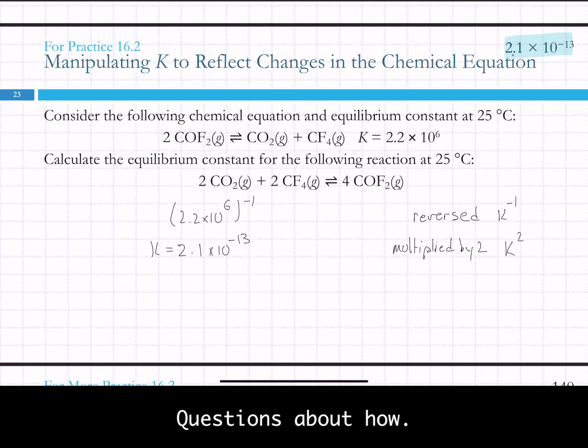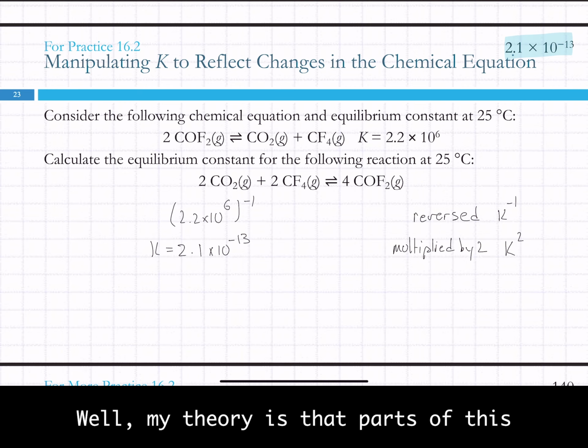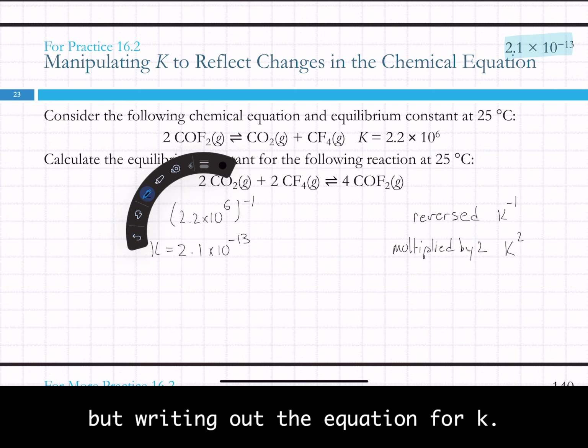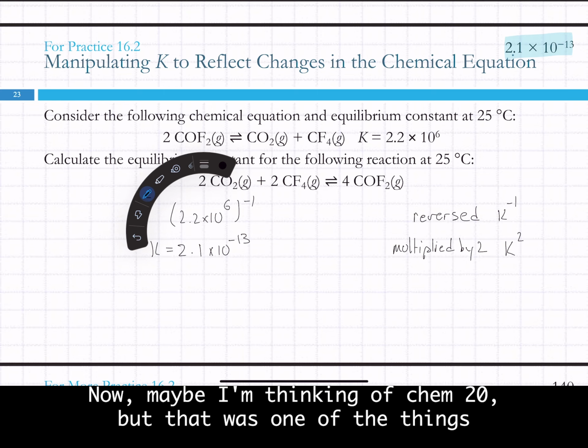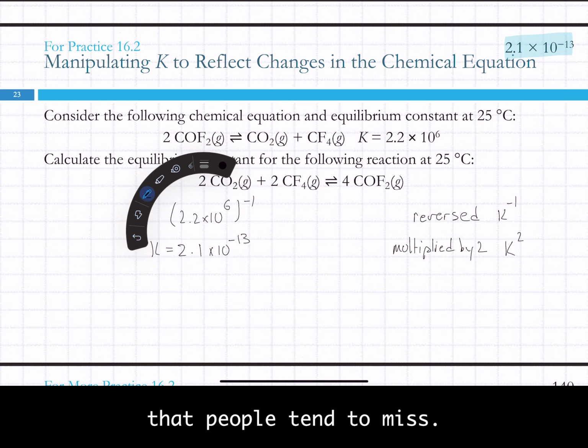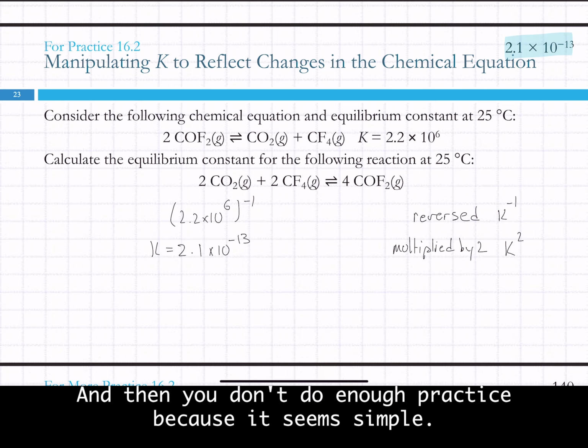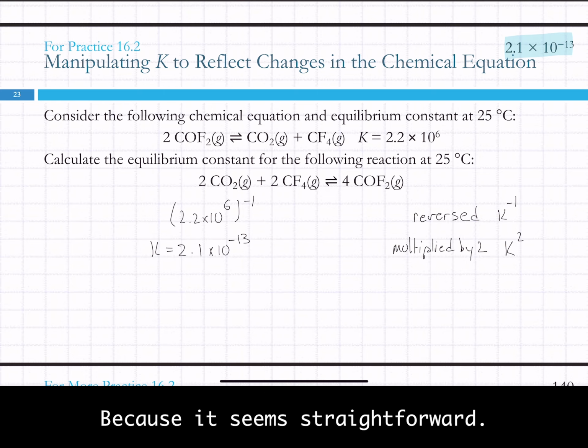Questions about how? I think parts of this, well, my theory is that parts of this, because I remember this was not necessarily this part, but writing out the equation for k, well, maybe I'm thinking of Chem 20, but was one of the things that people tend to miss. I think it's just because at first it seems really simple, and then you don't do enough practice because it seems straightforward.